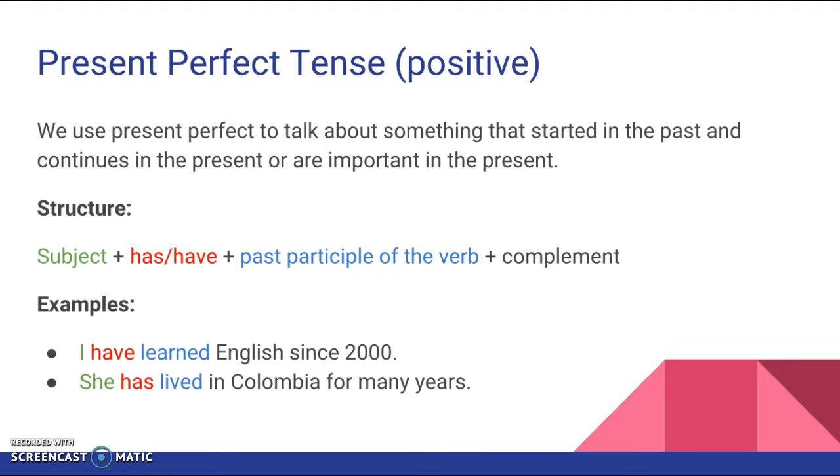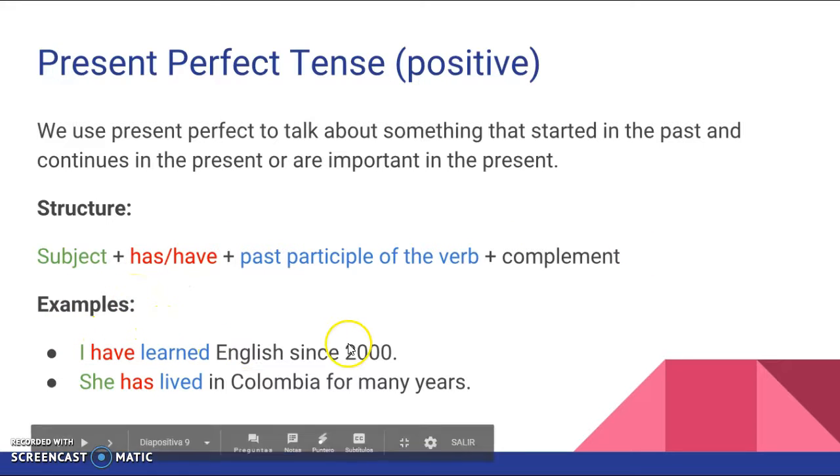We use present perfect to talk about something that started in the past and continues in the present, or things that are important in the present. What is its structure? It is subject plus has or have, depending on the person, plus past participle of the verb, plus complement. So we have two examples here. I have learned English since 2000. And she has lived in Colombia for many years.